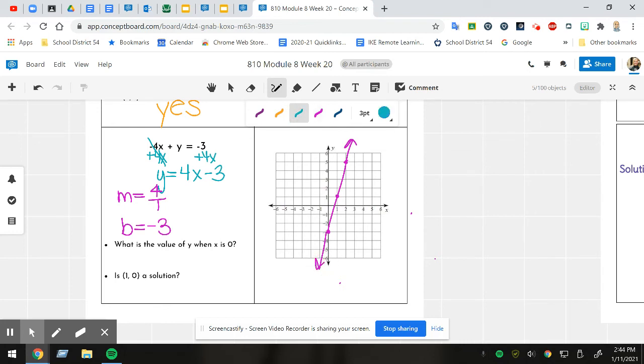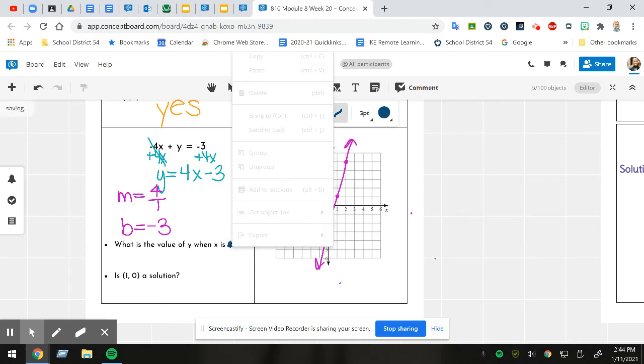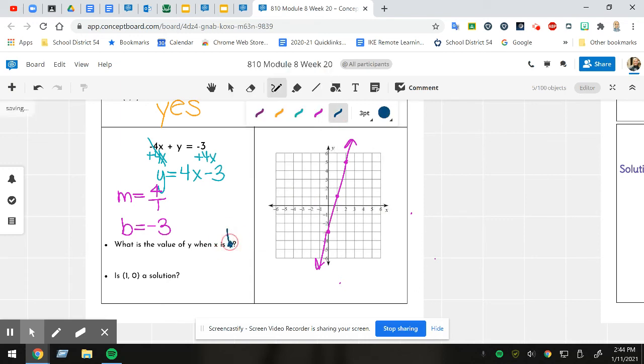Okay, what is the value of y when x equals 0? You know what? I'm going to change that. Sorry, that should be when x equals 1. Sorry about that. So what is the value of y when x equals 1? So I look to the right on 1 and follow it up. You notice I have a point at 1, 1. So y is also 1. So the coordinates are 1, 1.